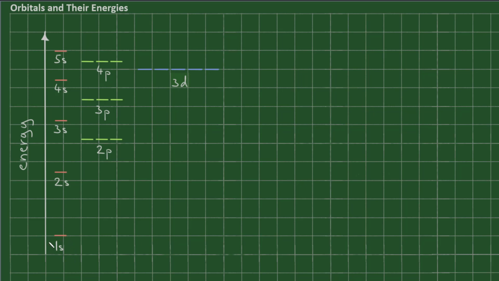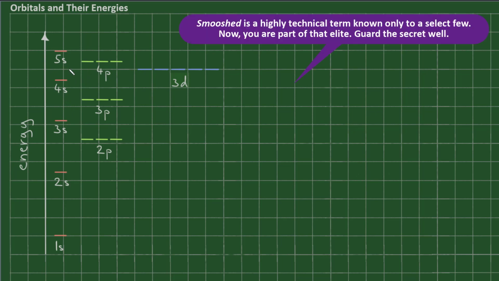So at the bottom, we have the 1s orbital. That is the orbital with the lowest energy. Then we have 2s, then 2p, 3s, 3p, 4s, then 4d, then 4p, and then 5s. As we go up in energy levels, the energy requirements of individual orbitals end up being closer and closer together. So note that I have indicated a big gap between 1s and 2s, but once we get to 4s, 4d, 4p, and 5s, they're kind of smooshed together.